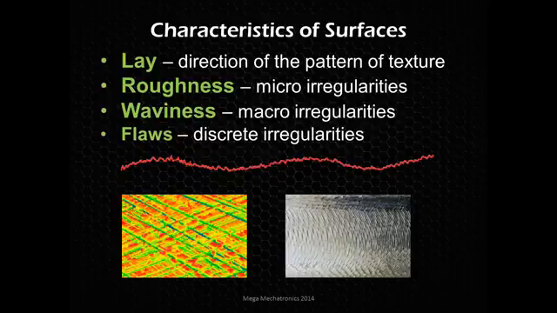And then we have flaws, and these are discrete irregularities. This is something that's not in a pattern. There is no pattern to these flaws, and the flaws could be a defect in the material, contamination, tooling marks, something went wrong with the process, possibly a tool broke, and things like that. So these are sort of singularities or discrete occurrences.